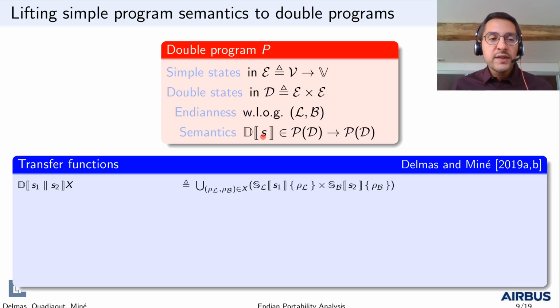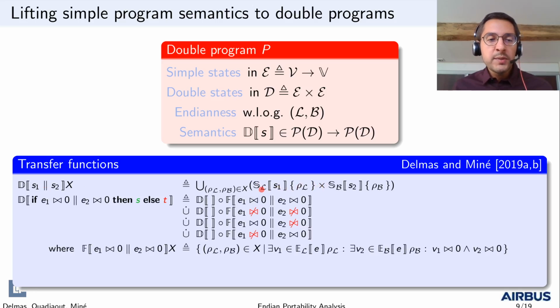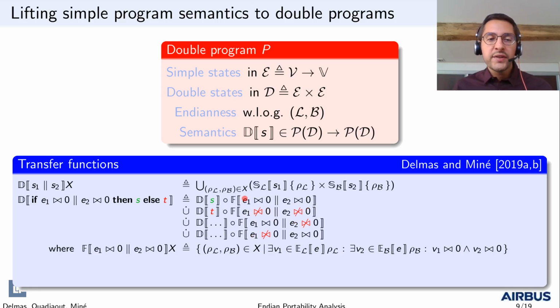To formalize the transfer functions, we leverage previous work on backward analysis. To define the semantics of two syntactically different statements, we simply pair the semantics of individual statements in their respective environments. The case of test is a bit more involved. It uses the F filter here to distinguish between cases where both program versions agree on the value of the controlling expression and cases where they do not. The first two cases are stable tests and they are standard.